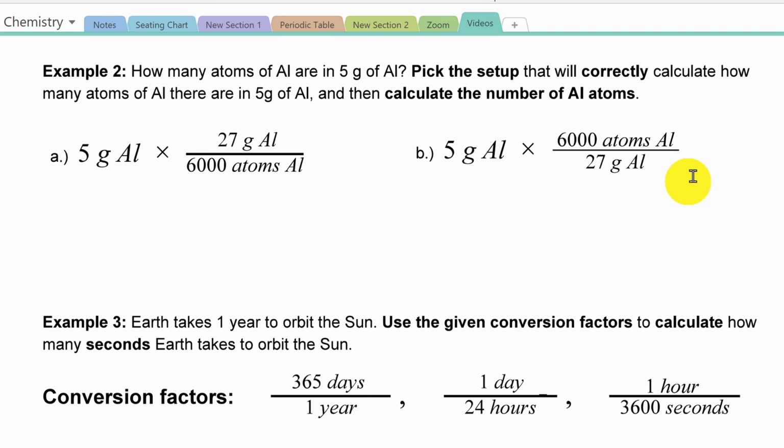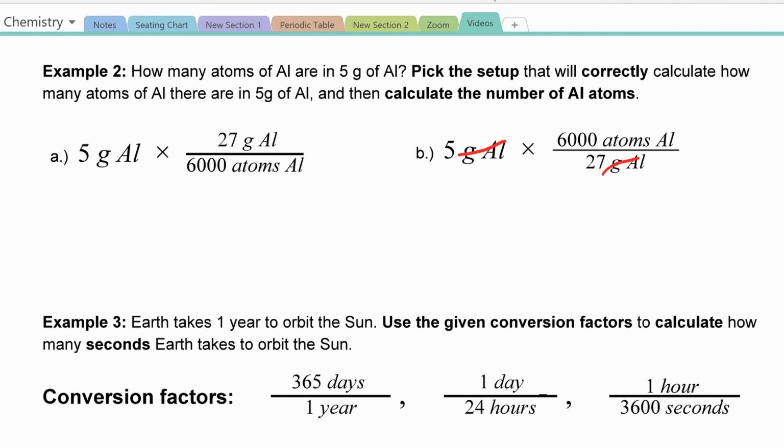The conversion factors are flipped. To pick the correct setup, we have to pick the one that will result in the units we want at the end, which are atoms. This means that we need to cancel out the units we start off with, which are grams. To do this, we need units of grams in the denominator, so B is the correct choice. Grams will cancel out with grams.